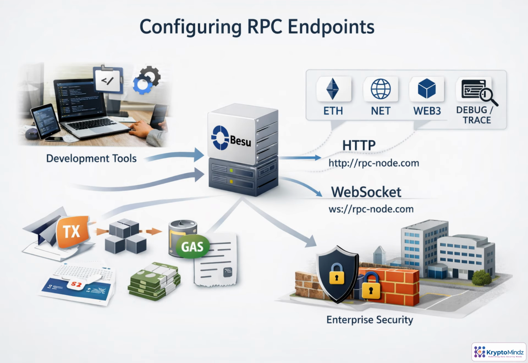Your deployment tool talks to Besu through JSON-RPC. That endpoint is the doorway for sending transactions, reading block data, estimating gas, and checking receipts. Most setups use HTTP for request-response calls, and WebSocket when tools need subscriptions or live updates. The tool configuration must match the node's URL, host, port, and enabled APIs, such as ETH, NET, WEB3. In enterprise networks, treat RPC as a privileged interface. Restrict it, secure it, and expose only what is needed.